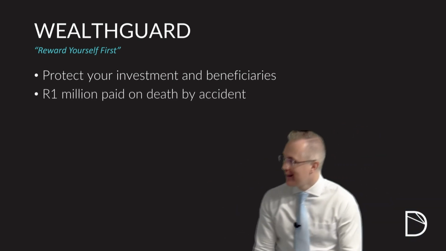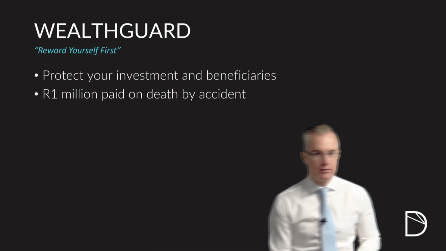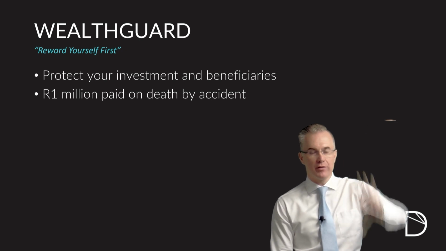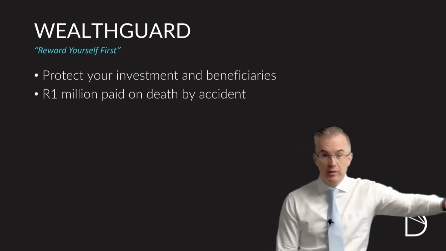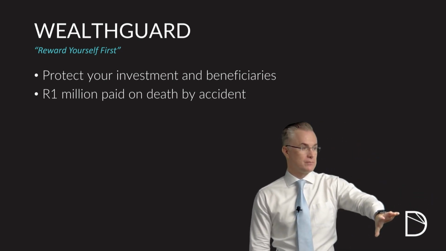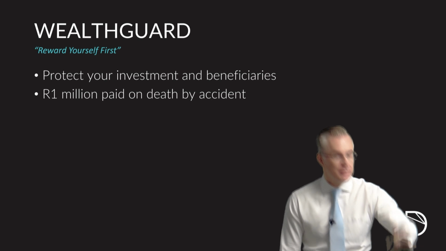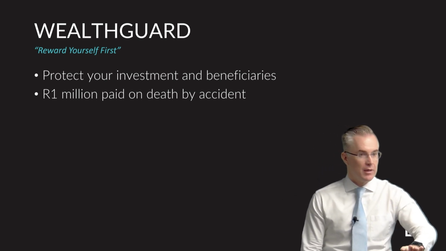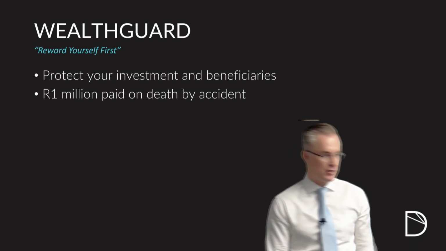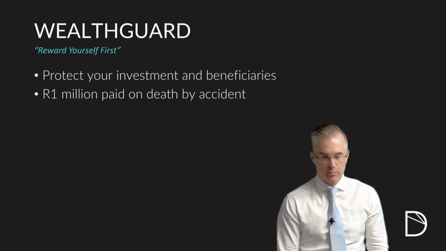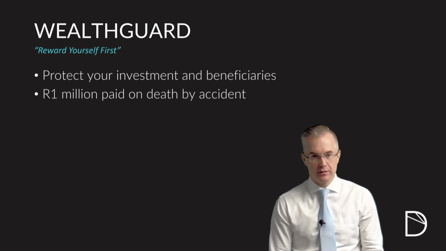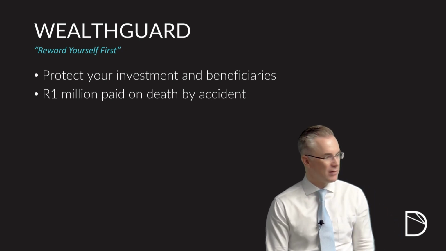So WealthGuard then adds 1 million Rand to it. So now if you have AccessWealth and WealthGuard and you pass away, they get your investment value, the 125,000, and they get 1 million Rand. This is massive. This is absolutely massive. It will settle your bond on your house. It'll pay for your kids to go to school all the way through university. It'll put food on the table and clothes on their back until they're ready to earn for themselves. That's what 1 million Rand does, and it's a couple hundred Rand a month.